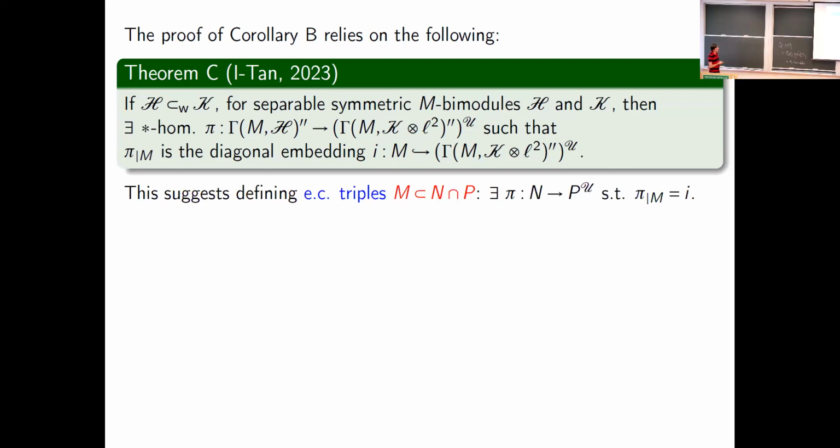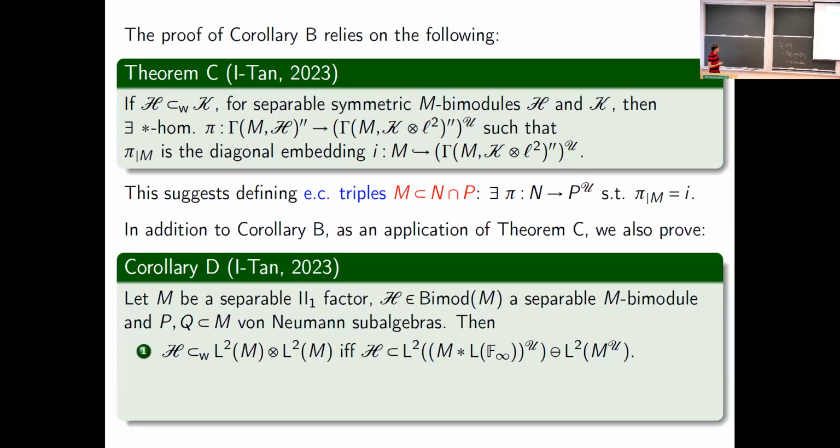And just as a side note, this seems to suggest a notion of EC triples, where if you have a von Neumann algebra M which sits in both N and P, then similar to the EC property, you can say that this triple is existentially closed if there is a star homomorphism from N to the ultrapower of P, whose restriction to M is just the diagonal embedding. And if P is equal to M, this is just the fact that the inclusion of M into N is existentially closed.